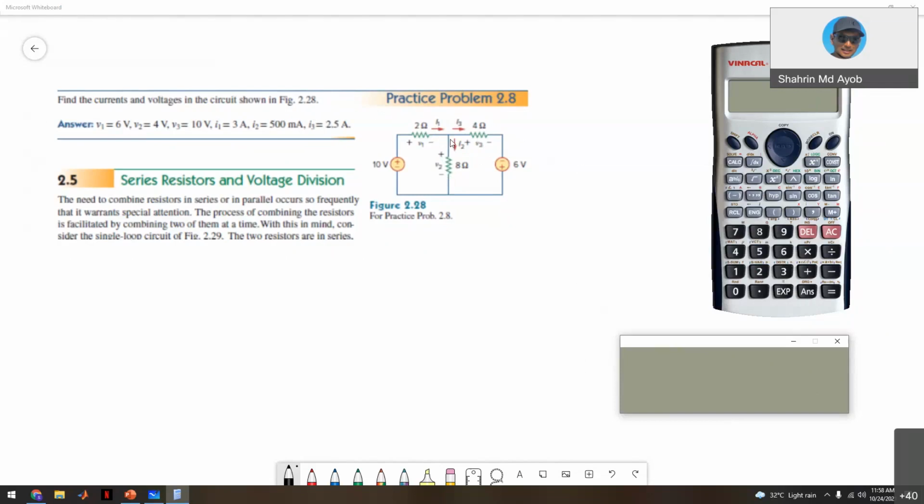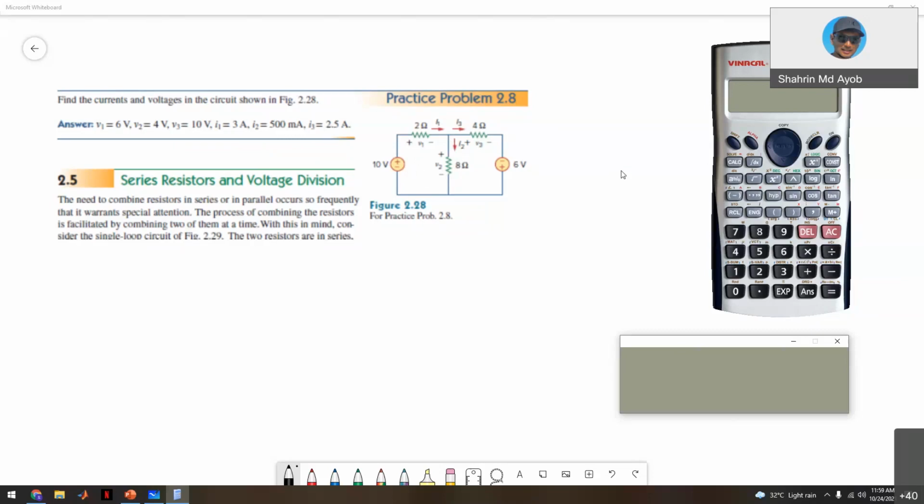Okay, let's start the discussion of the solution. Find the current and the voltage. So how to start? That is the main problem: where and how to start the analysis of this circuit.